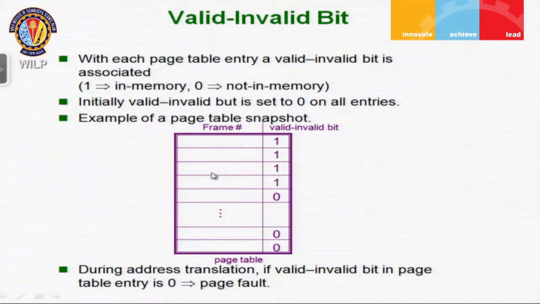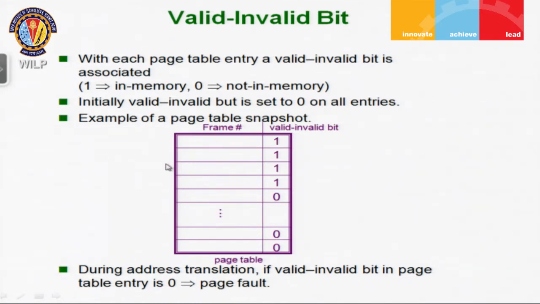So here we have shown a snapshot which indicates that a few frames are loaded and a few frames are yet not brought into the memory. So this is the indication here. Whenever address translation takes place, from the logical address we find out a page number, and from the page number the frame is obtained.